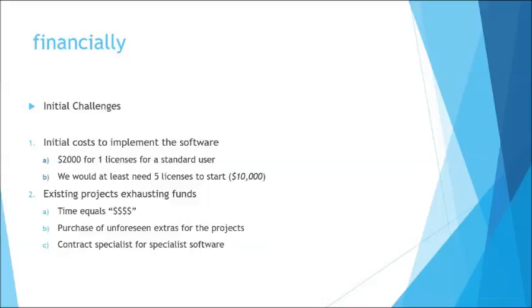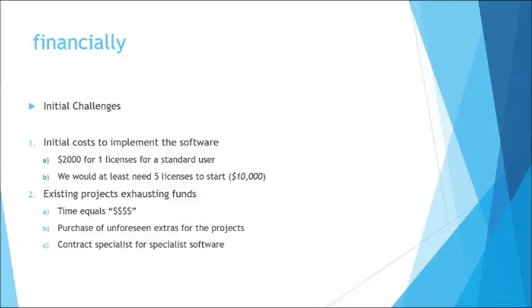The initial cost to implement the software, Agile Designer, is going to be $2,000 for one license, and that's for just one standard user. Estimating the way we do things now, it will cost us about $10,000 because we would need initially at least 5 licenses to start out. And this is kind of a problem because of the existing projects which have exhausted most of the funding that we use for these sort of things.